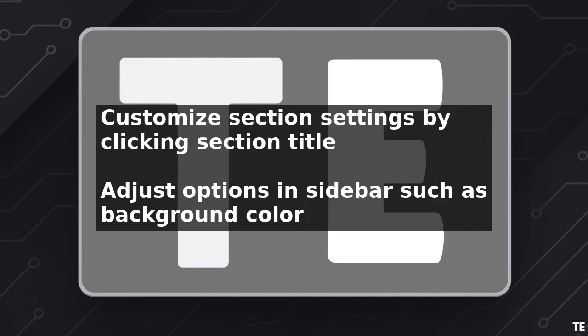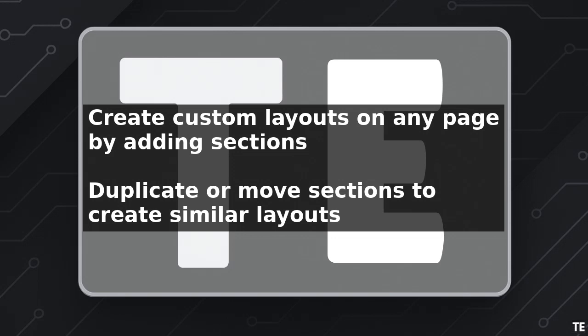One of the key benefits of using sections everywhere is the ability to create custom layouts on any page. To do this, click on the Add Section button on the page where you want to add the custom layout, and then select the section you want to use. You can also duplicate sections to quickly create similar layouts, or you can move sections to different parts of the page by dragging and dropping them.